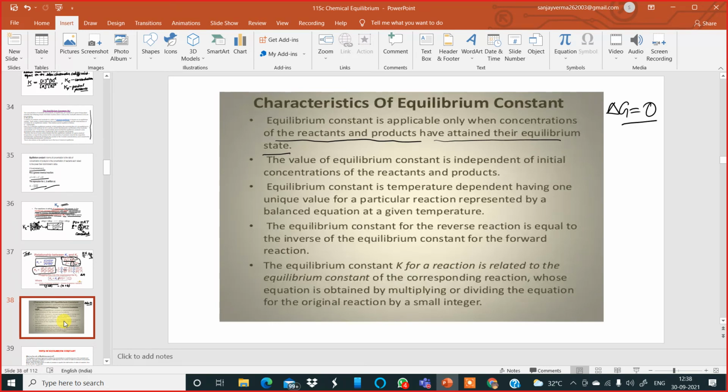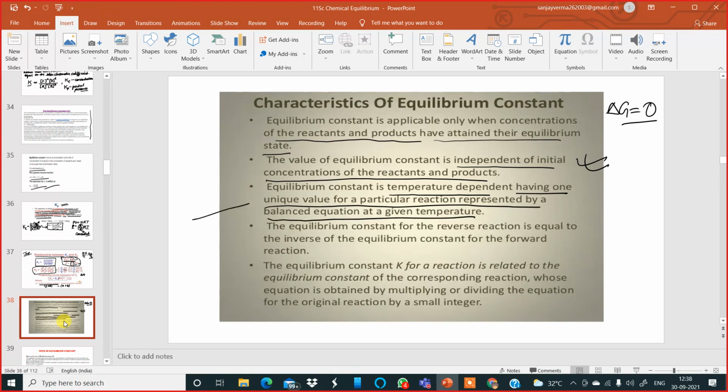The value of equilibrium constant is independent of the initial concentration of the reactants and products. Very important point. The equilibrium constant value does not depend upon the initial concentration of the reactants and the products. Equilibrium constant is temperature dependent. It has one unique value for a particular reaction represented by a balanced equation at a given temperature. So remember, equilibrium constant is temperature dependent.